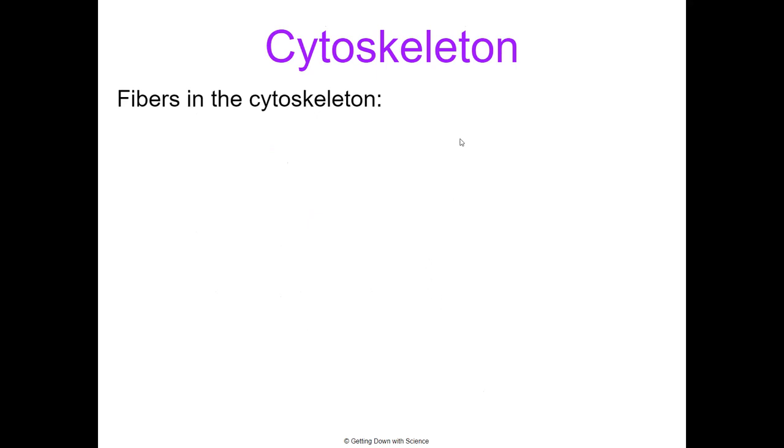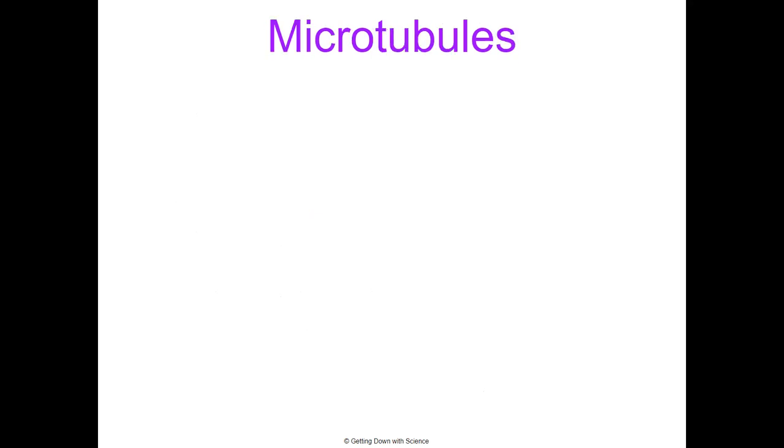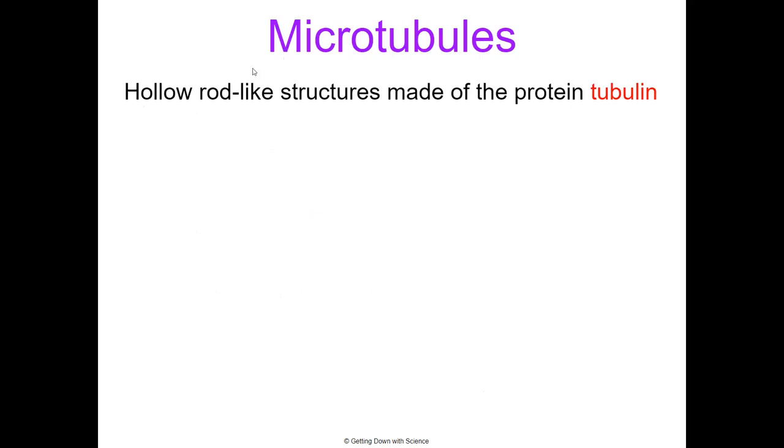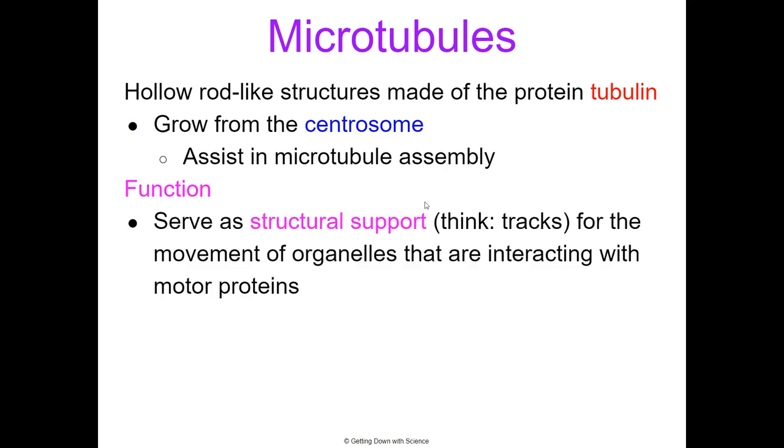So the specific fibers that we use when we talk about the cytoskeleton, we have microtubules, microfilaments, and intermediate filaments. Okay, so we're going to start with the microtubules. They're hollow rod-like structures made of a protein called tubulin. So think of them kind of like a little straw. They grow from the centrosome, also sometimes referred to as the centrioles. And this will actually assist in microtubule assembly. So this is going to help build more microtubules.